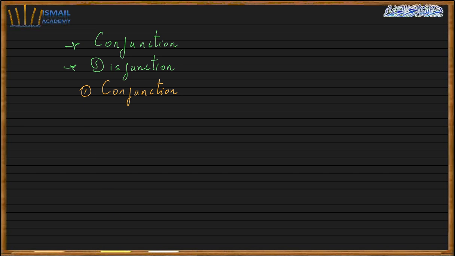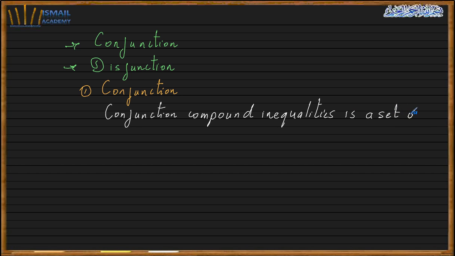So what is a conjunction compound inequality? So conjunction compound inequalities is a set of inequalities that may or may not share common solution.